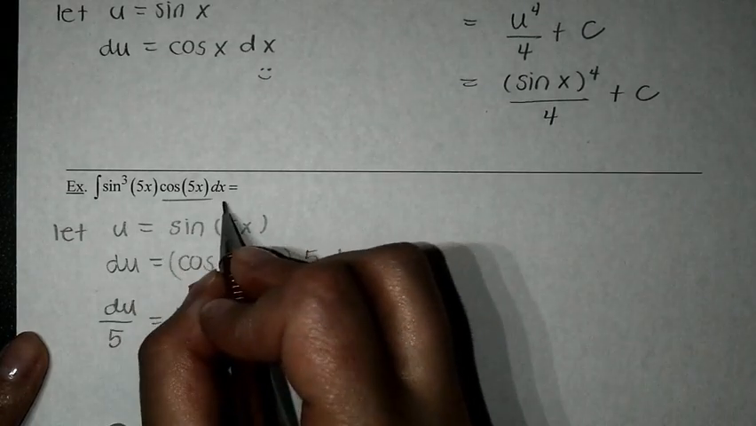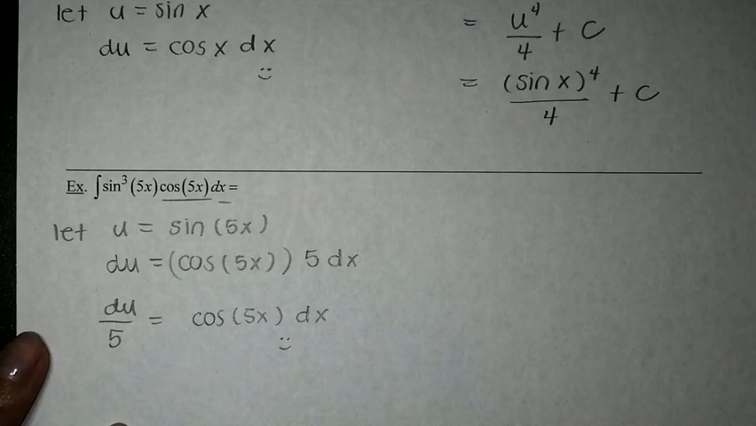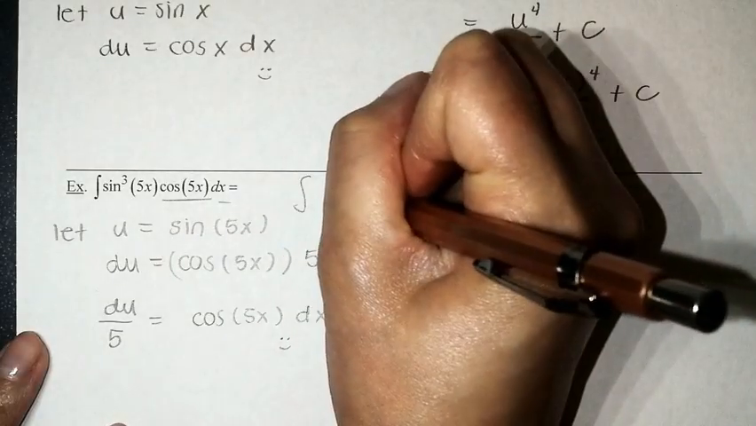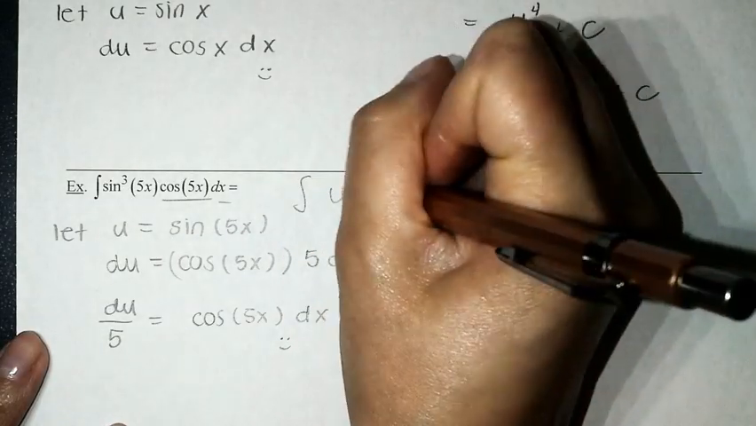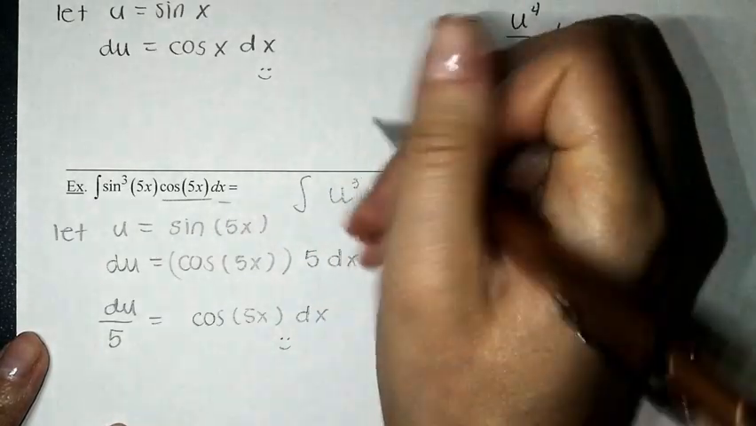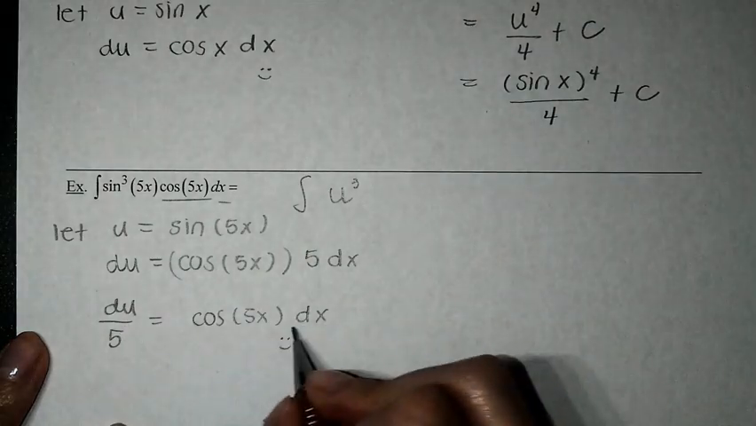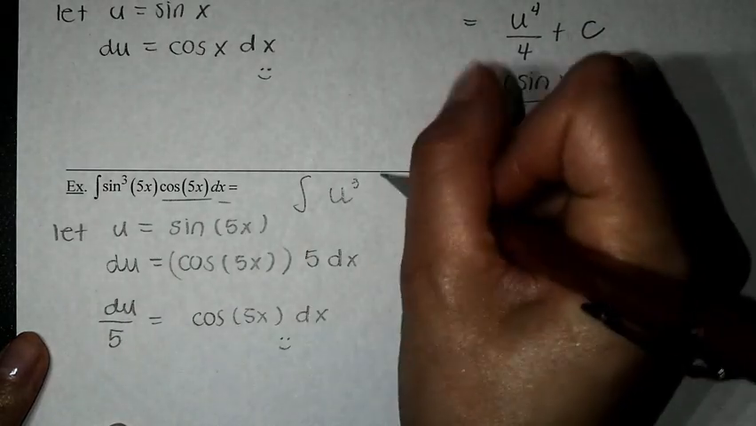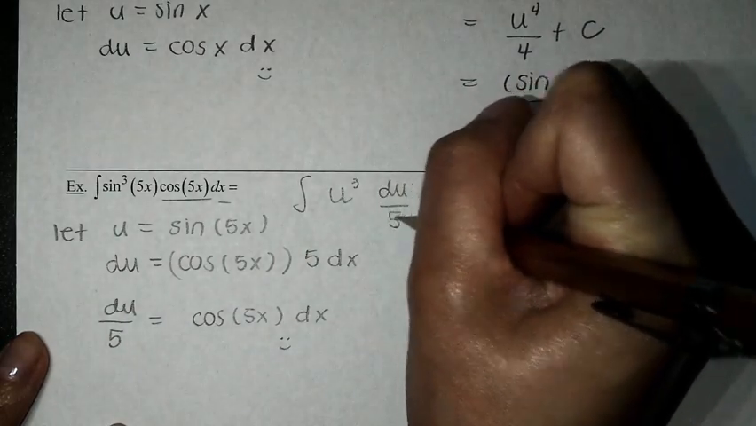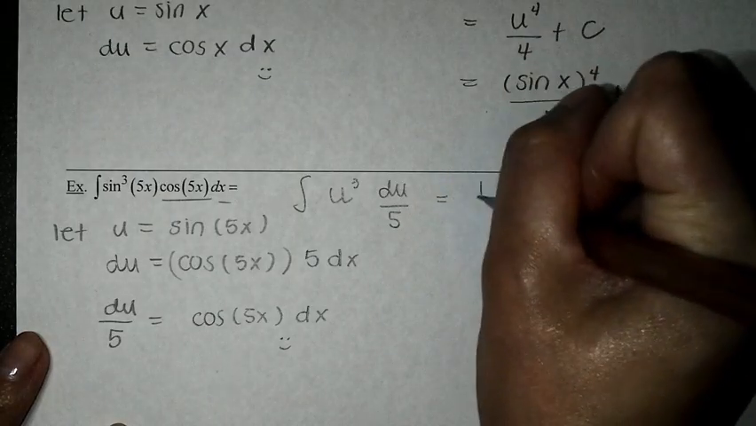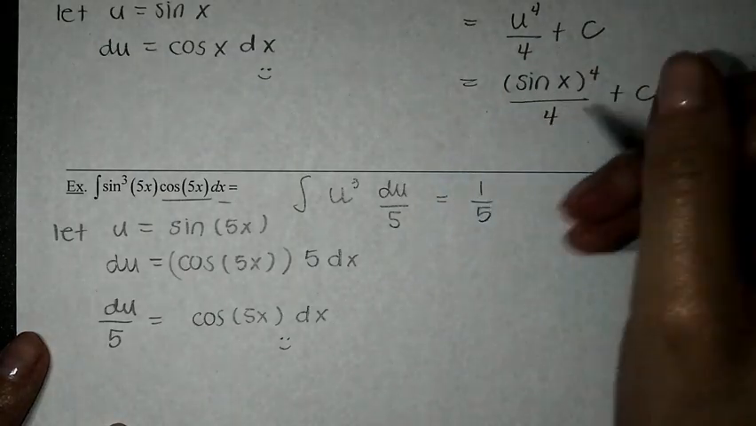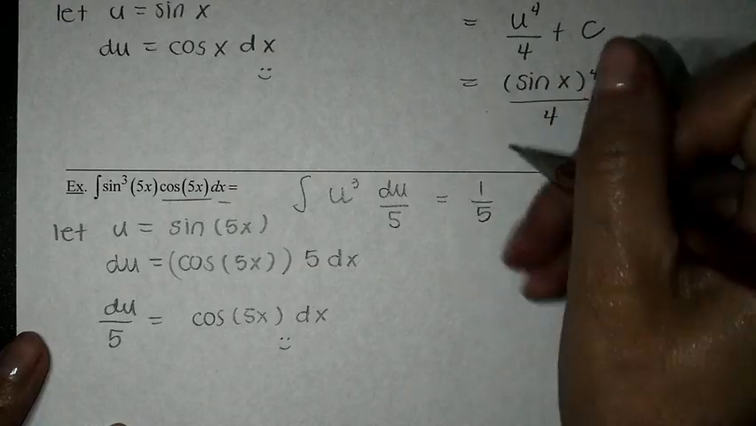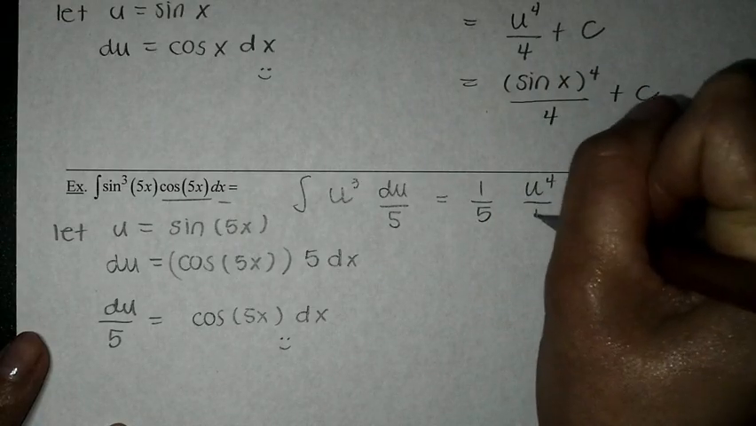You see the cosine of 5x dx there. Okay, so what are we going to do here? Replace it. You know that it's going to be the integral of u to the power of 3. Okay, and then you have that your cosine 5x dx is equal to du divided by 5. Then you have your 1 over 5 here. You apply the power rule, so u to the power of 4 divided by 4 plus c.